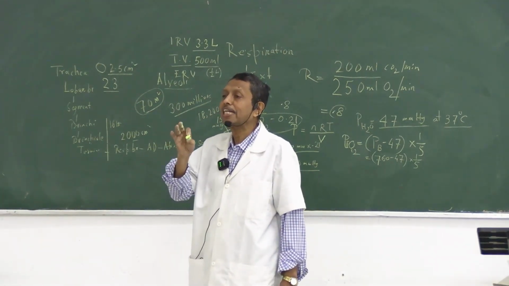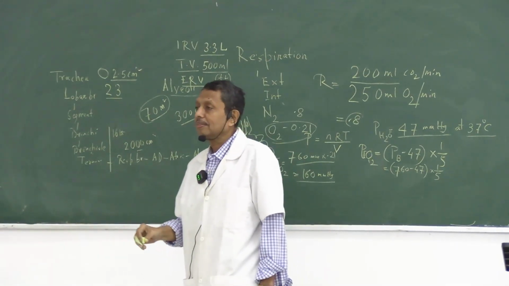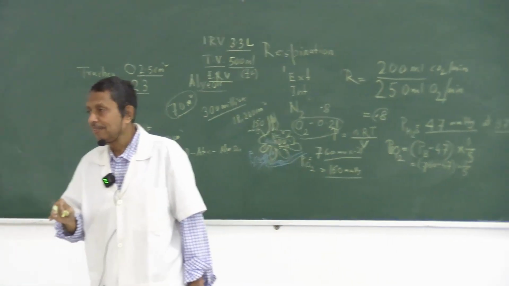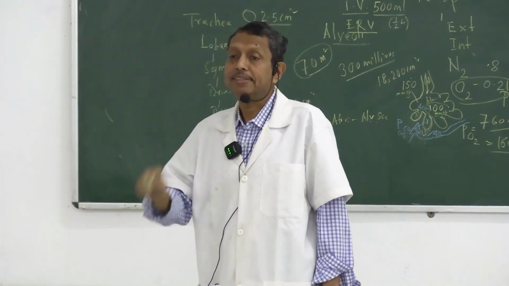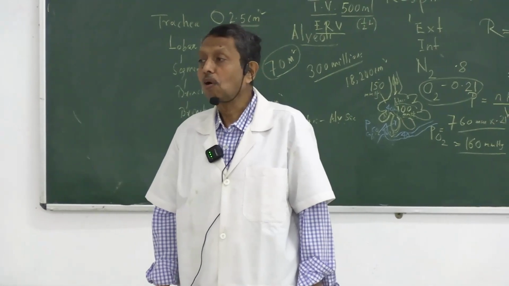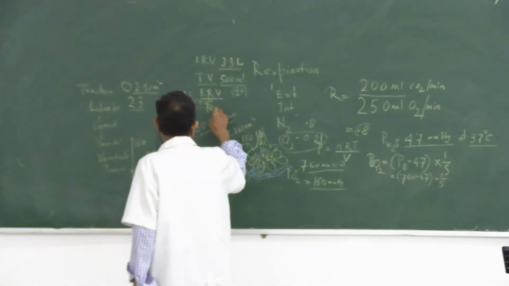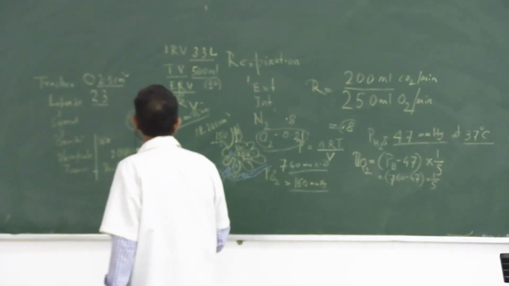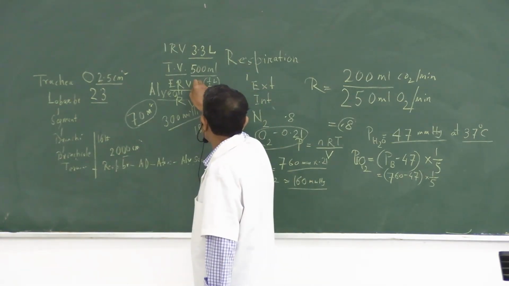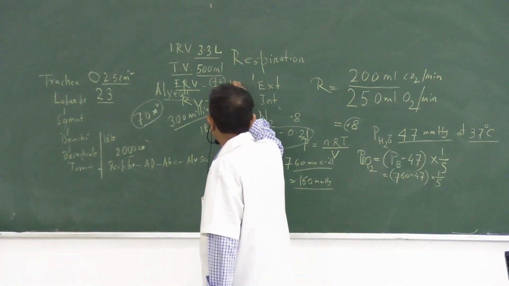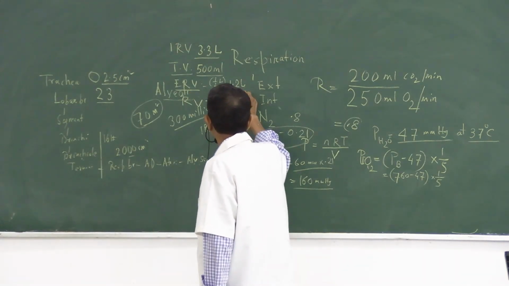Even after maximal expiration, we cannot make our lungs completely free of air. Some amount of air remains, and that is called residual volume. Expiratory reserve volume in a healthy adult male, suppose it is 1.2 liters, and residual volume is 1.0 liter.